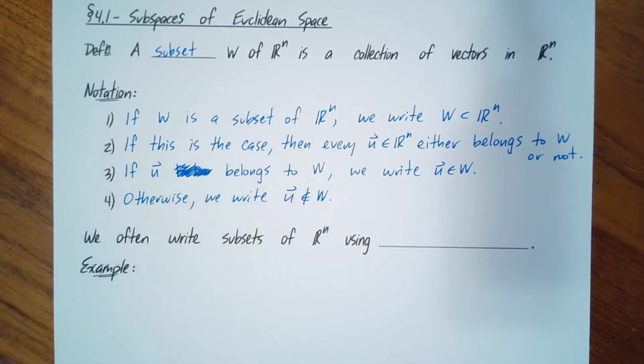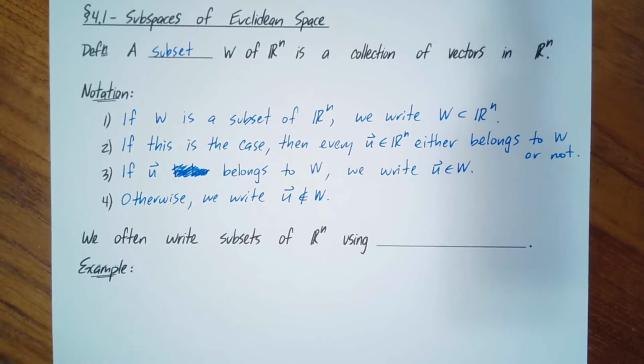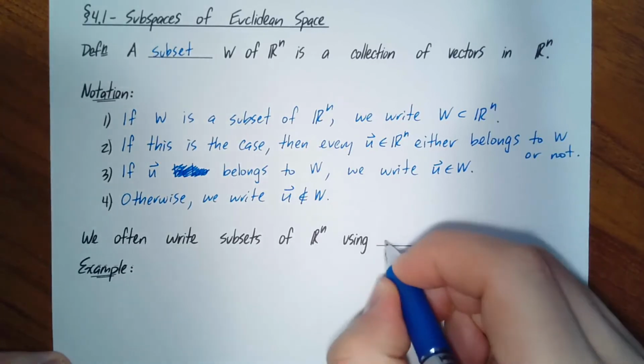Now, how do you write these things down? How do you talk about them? How do you describe them? Typically, you'll use something called set builder notation. So that's what I have this line reserved for. So we often will write subsets of Rn using set builder notation.